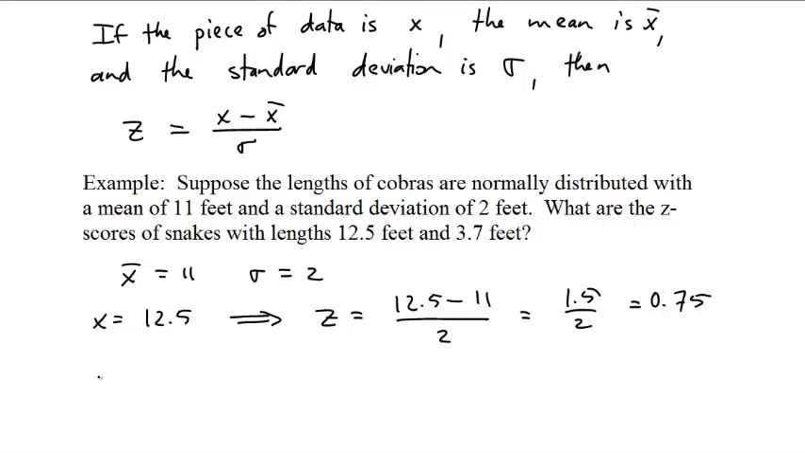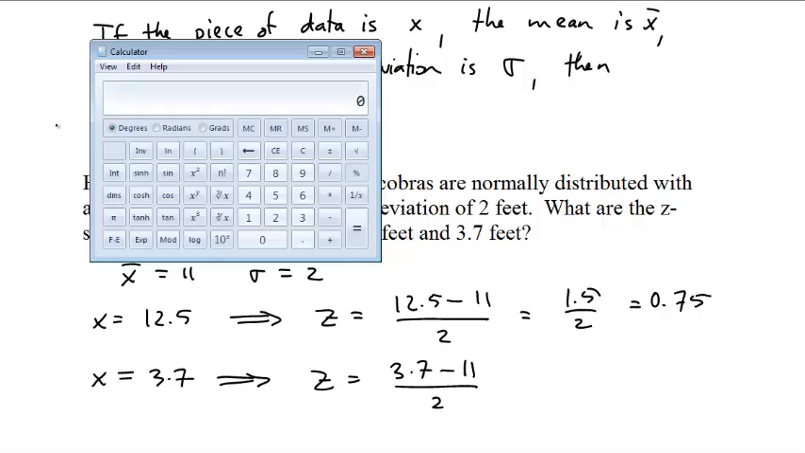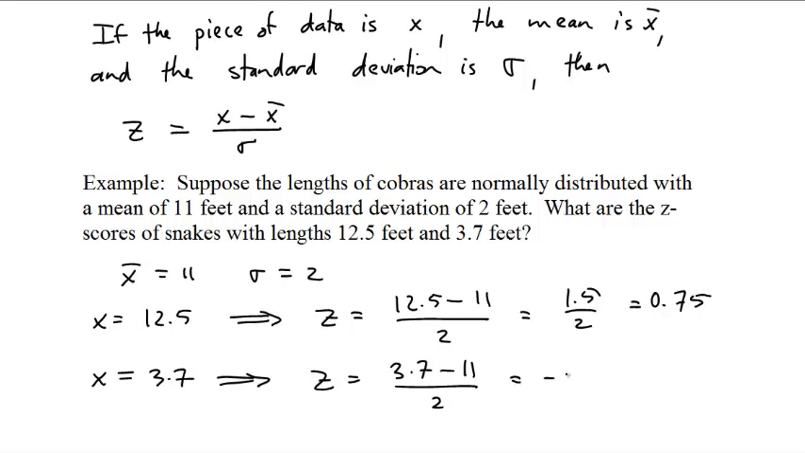Now, what about this 3.7 foot snake? Well, x is now 3.7 feet, and so the z-score corresponding with that is 3.7 minus 11 over 2, and I'm going to get out the calculator on this one. 3.7 minus 11 equals, divided by 2 is -3.65. It's a negative number, which means it is less than average. Fine. It's more than -3. This means this is a really unusual snake.